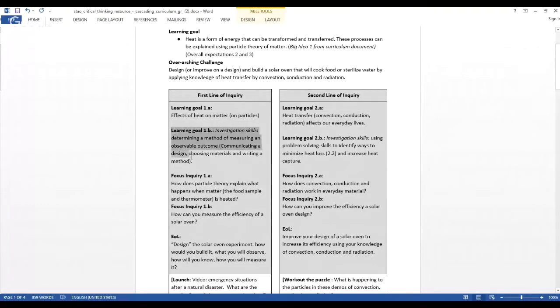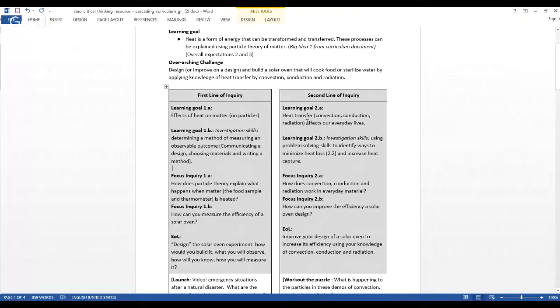And the second learning goal is based on the investigation skills, determining a method of measuring an observable outcome. So setting up the experiment. How will we know that we're successful at doing a solar oven that can actually heat food? In this series of lessons, every time the student learns something new, they'll go and modify their design.